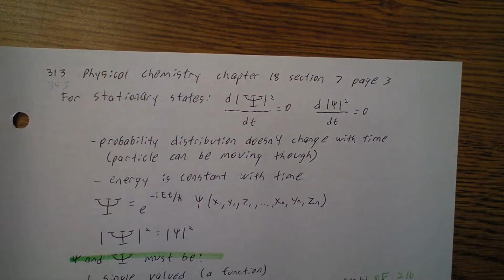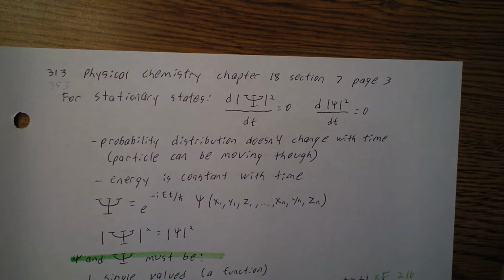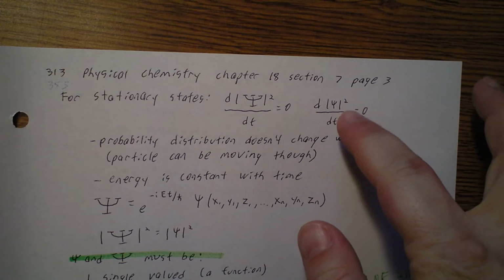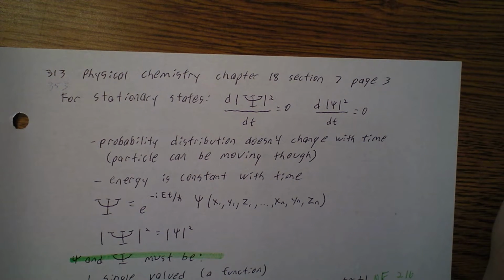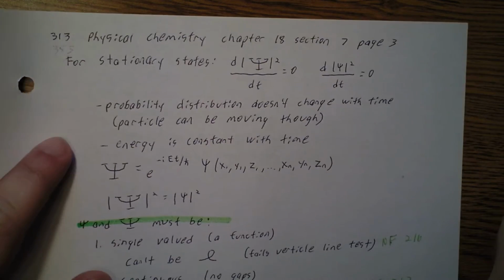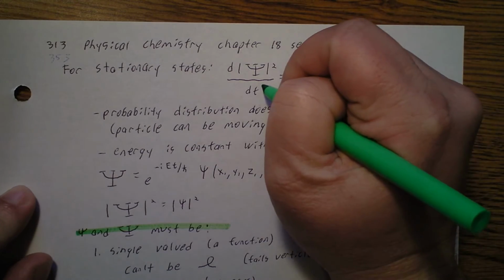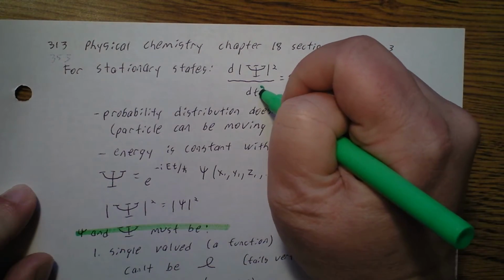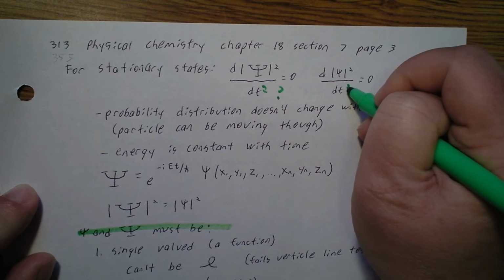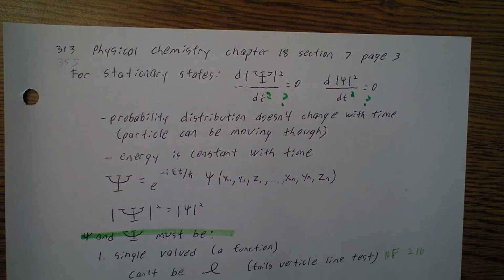Now for stationary states, the absolute value of capital Psi, with the second derivative with respect to time, is equal to 0. And the second derivative of lowercase psi, the absolute value of psi with respect to time, is equal to 0. Oh, that's weird. Should that be t squared? I'm going to put a question mark there. I'm not sure this is right. This should be the second derivative, right?